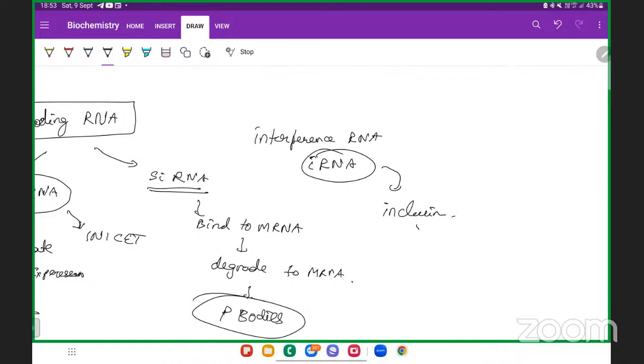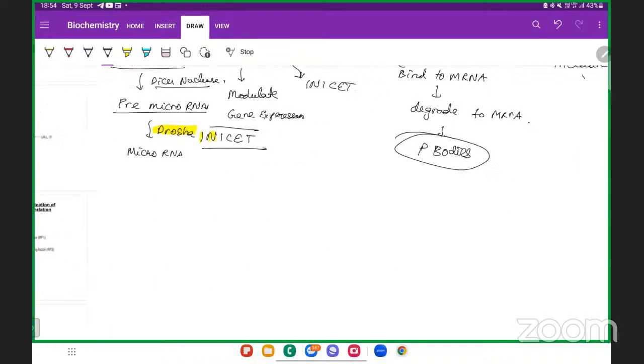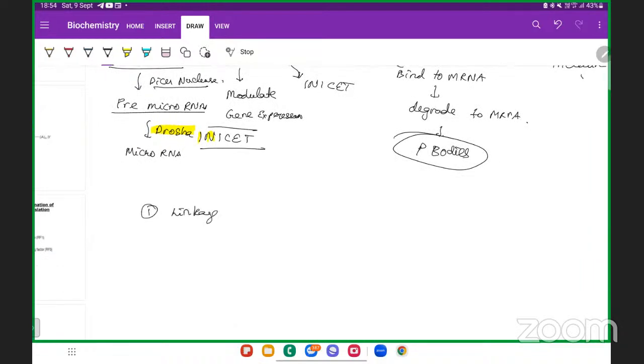Are you clear up to this? Now I'll just ask some questions to you. Those who are on YouTube, you can put it in the chat box. Number 1, linkage. What is the bond that is present between 2 nucleotides? Someone, can you put it in the chat box? The one that forms a linkage between 2 nucleotides, I'll write it down: the linkage between 2 nucleotides is called as?